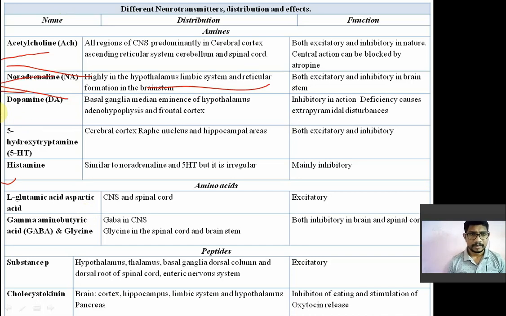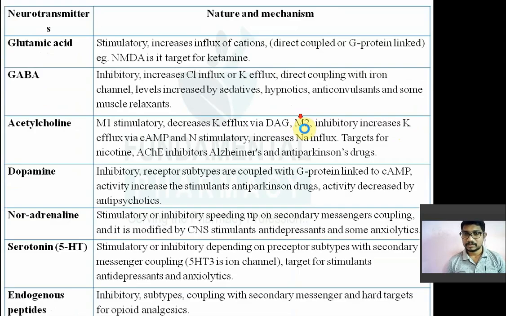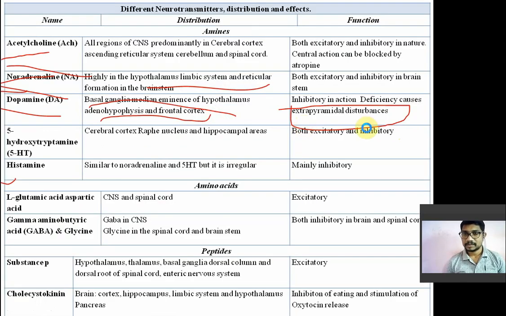Now dopamine is found in the basal ganglia, median eminence of the hypothalamus and adenohypophysis, and frontal cortex. These are dopamine-containing neurons. It is mainly inhibitory in action, and deficiency causes extrapyramidal disturbances, meaning deficiency causes Parkinsonism.